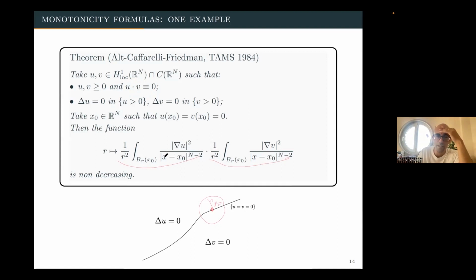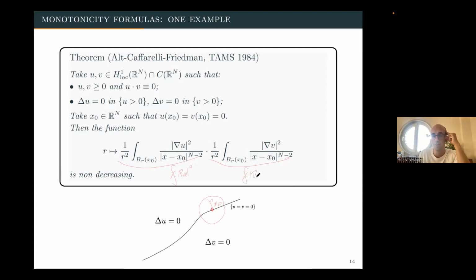So if instead of |x - x0|, you get r here, what you get is, you can think about this as an average of the gradient of u squared. It's not exactly an average. Why is there 1 over |x - x0|^(n-2)? Because it's the fundamental solution. So it's better, instead of taking the average, to take this quantity. But morally speaking, you have kind of an average.